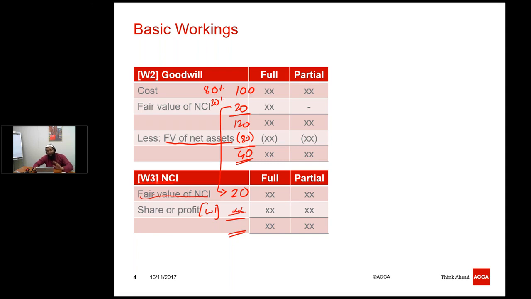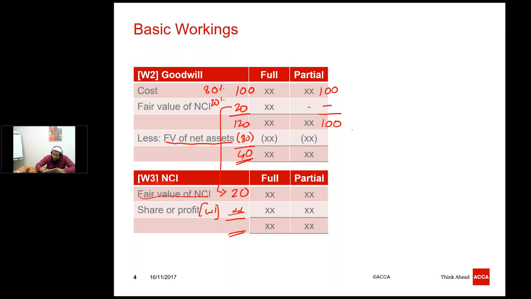Now I move on towards the partial goodwill method. The cost is going to remain the same even in the partial goodwill method, which is 100. But we are not going to add the fair value of NCI, and the total value will become 100.